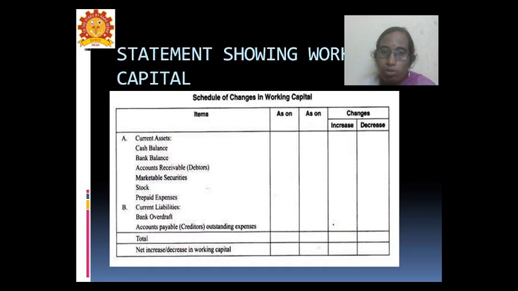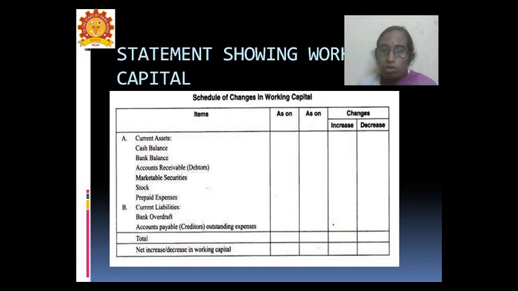After this we total the current assets and then come to the current liabilities: bank overdraft, accounts payable, creditors, and outstanding expenses. All these show the differences. If you take the current assets, a current asset is an asset, so when there is an increase in current assets, there is an increase in working capital. In the last two columns, we find the changes that have taken place in working capital.